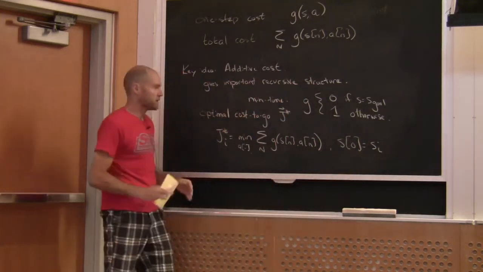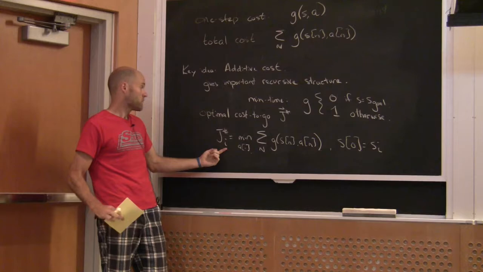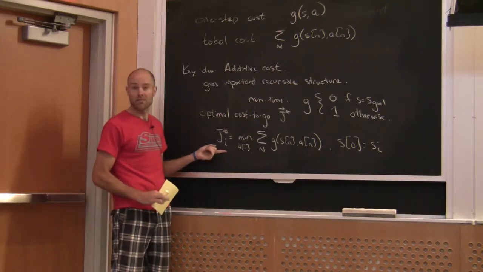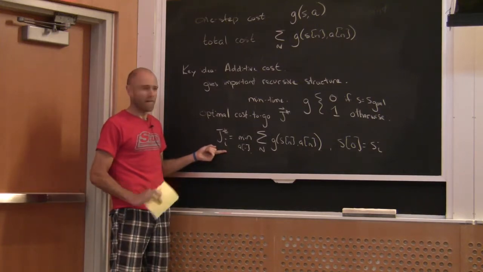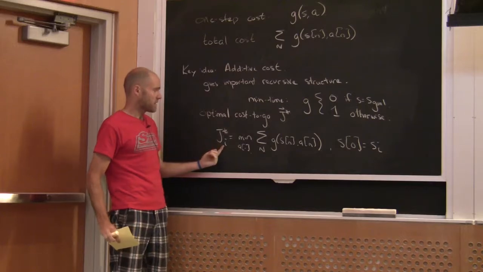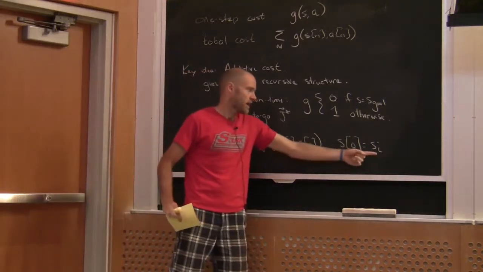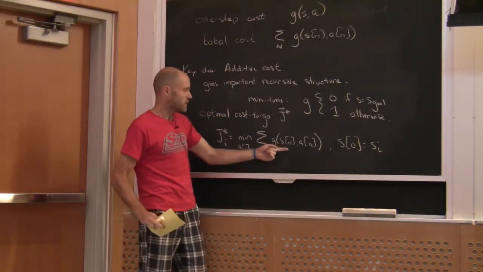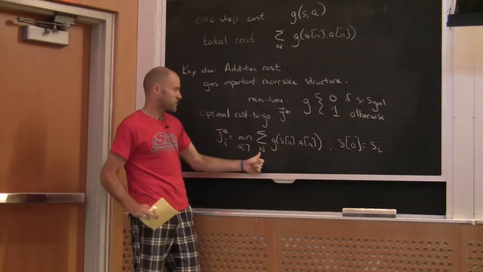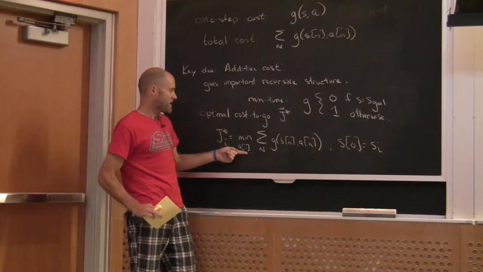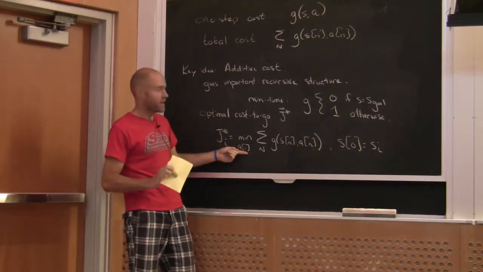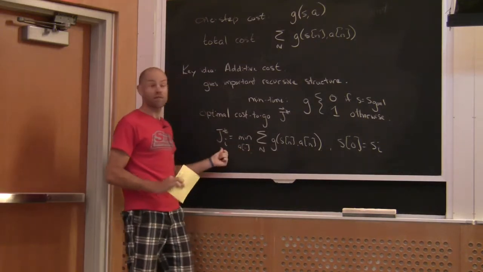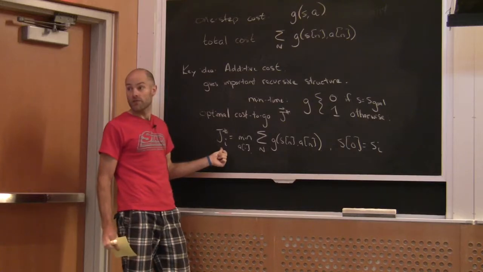Given I started in state I. That's the ith element of that vector. Do you understand my notation okay? This vector, the ith element, means I start in state Si. And then I'm going to accumulate cost for all time here. If I chose all my a's as well as possible to minimize this, that defines the optimal cost to go.